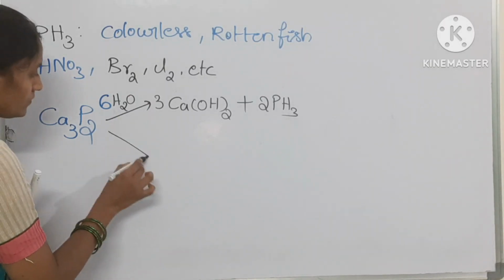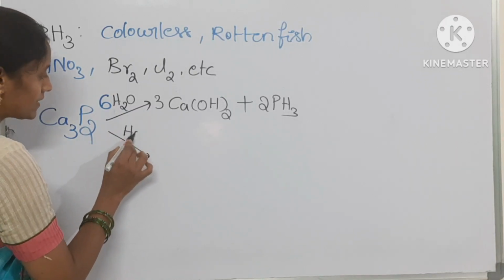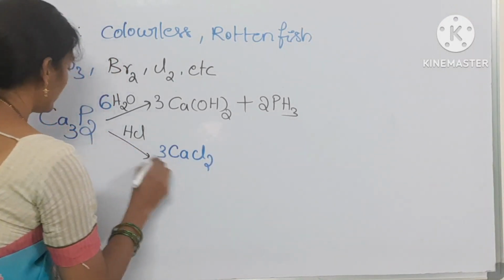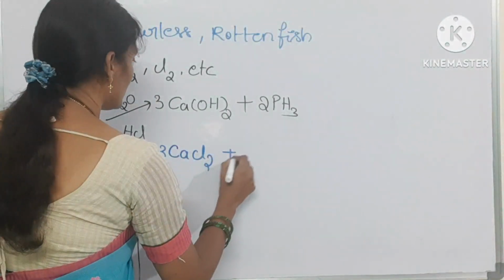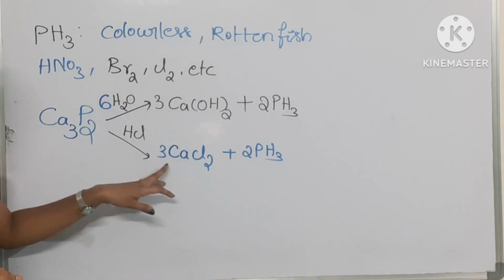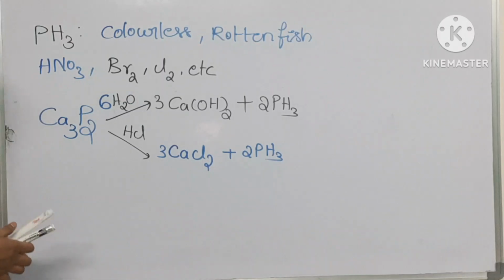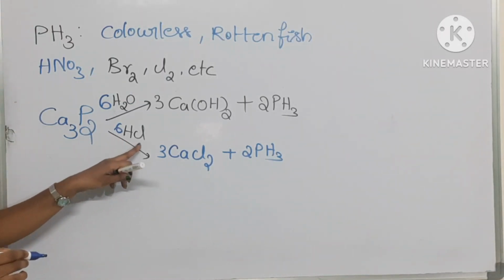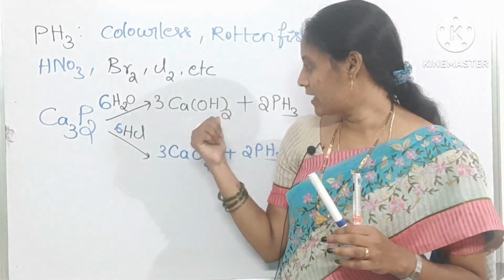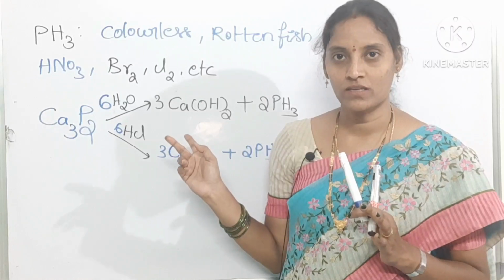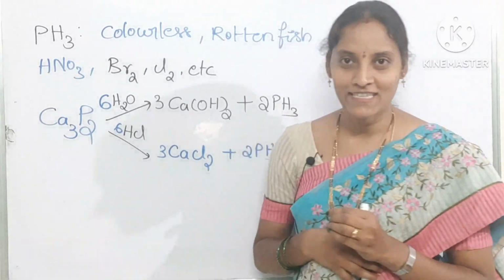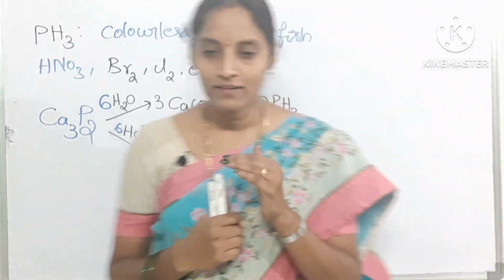Then coming to the next one, if the same calcium phosphide reacts with dilute HCl, then 3 moles of CaCl2 will form and 2 moles of PH3, phosphine, will form. You can try to balance the chlorine number: 6 chlorine atoms, 6 hydrogen atoms, so you need to multiply the HCl by 6. So now it is balanced. So first, calcium phosphide treated with water gives phosphine along with calcium hydroxide. Another preparation method is the same calcium phosphide reacting with dilute HCl, which also gives phosphine. This is one preparation method.